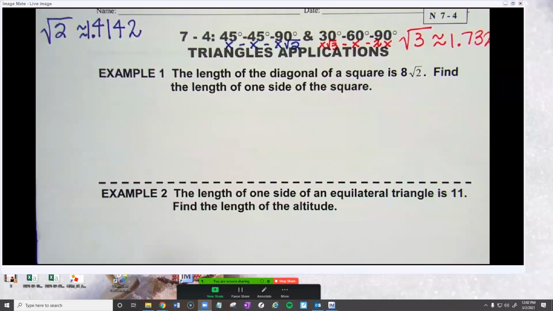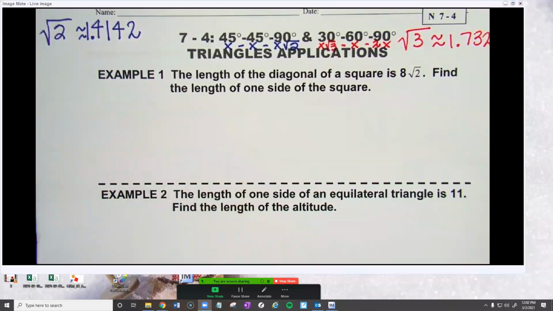All right, let's go with example 1. The length of a diagonal of a square is 8 root 2. Find the length of one side of this square. So guys, on examples 1, 2, and 3, there's not a picture. So we have to draw a picture on the first 3. So the best that you can, let's draw a square.